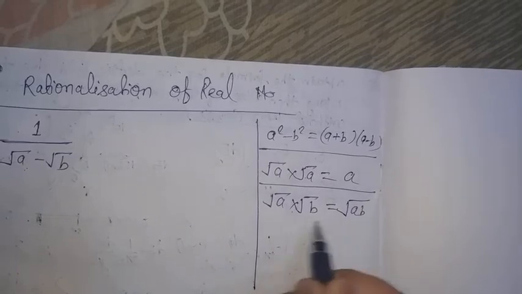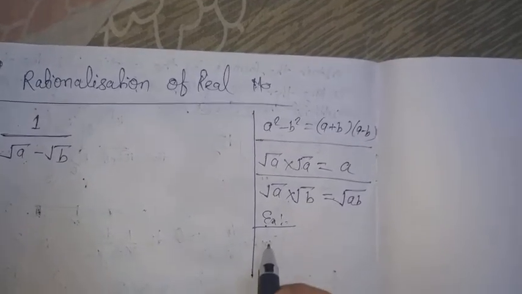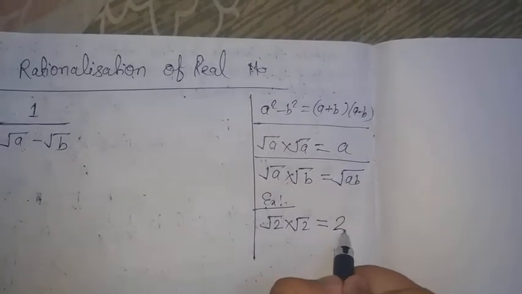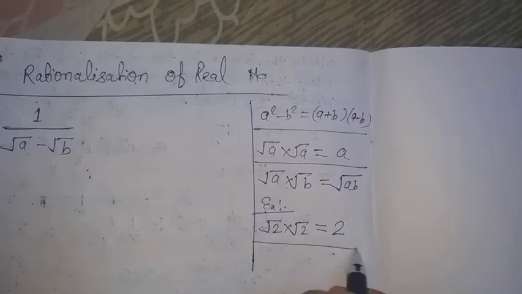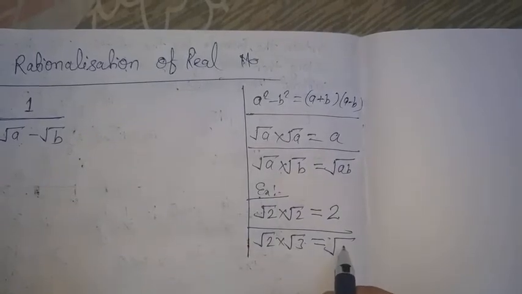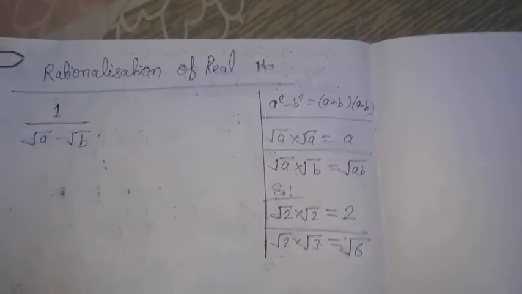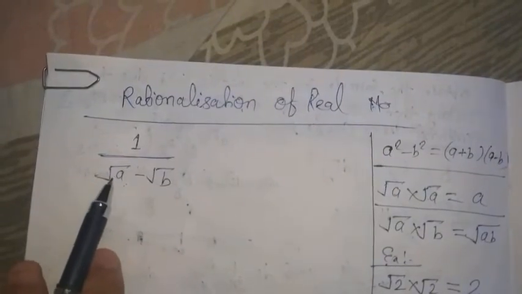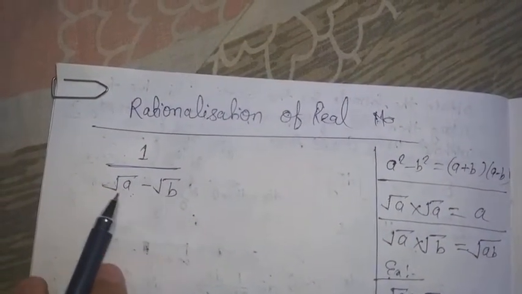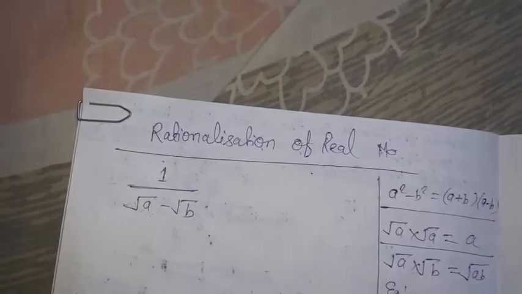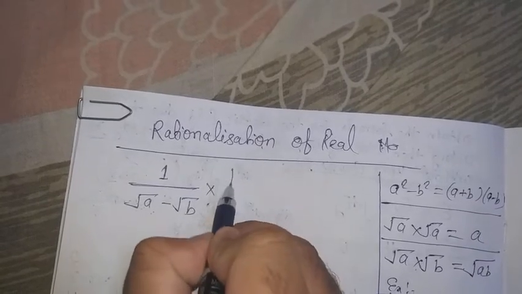It is like root ab. For example, root 2 into root 2 equals what? 2. And root 2 into root 3 equals root 6, since 2 times 3 is 6. So this is the concept of roots. To remove this root, we need one root a and one root b. So what will we do? We will just multiply.